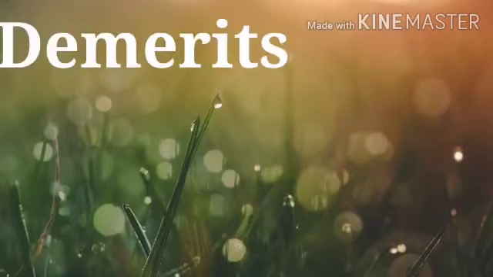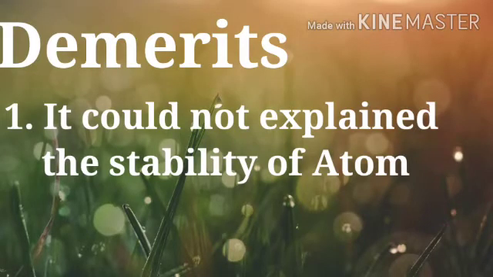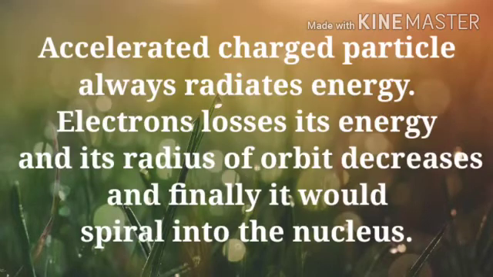Then what are the demerits? You have studied about this in your chemistry classes. Here we are going to study the demerits of the atomic model. There are two main demerits. First, it could not explain the stability of the atom. How does it not explain the stability? According to electromagnetic theory, an accelerated charged particle, that is a particle moving with acceleration, will liberate energy. If it is liberating energy, its energy goes on decreasing.